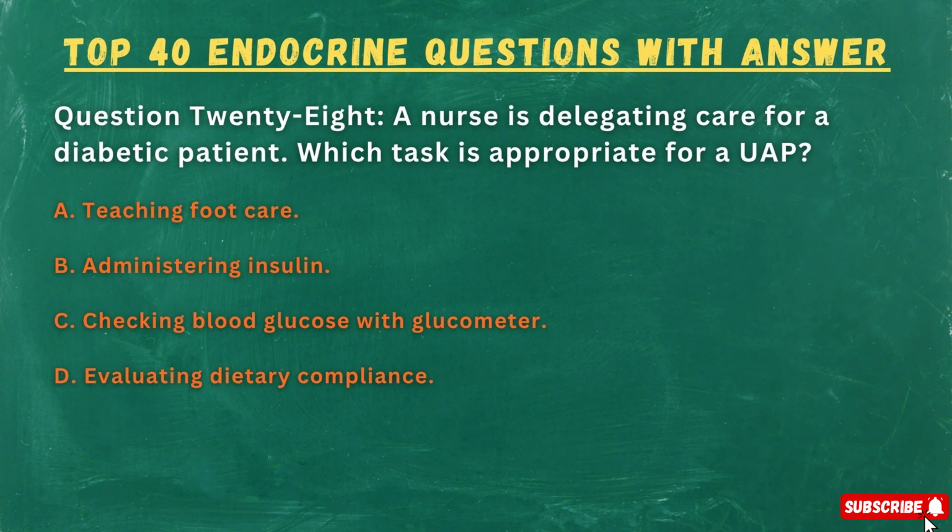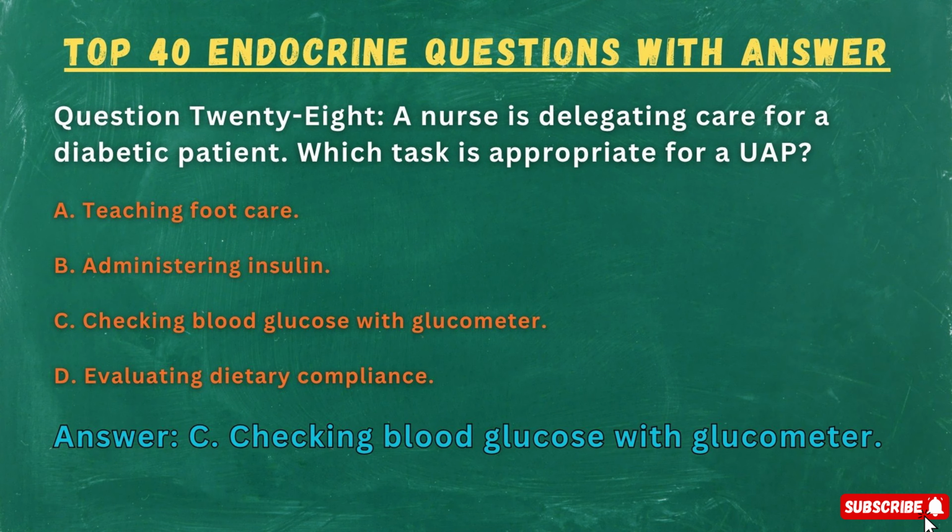Question 28. A nurse is delegating care for a diabetic patient. Which task is appropriate for a UAP? A. Teaching foot care. B. Administering insulin. C. Checking blood glucose with glucometer. D. Evaluating dietary compliance. Answer: C. Checking blood glucose with glucometer.